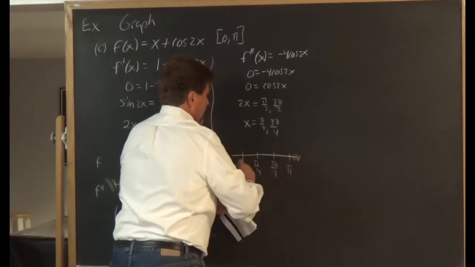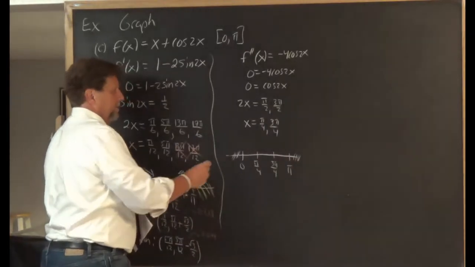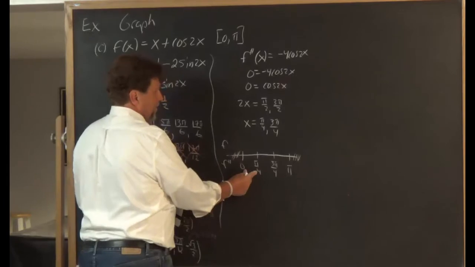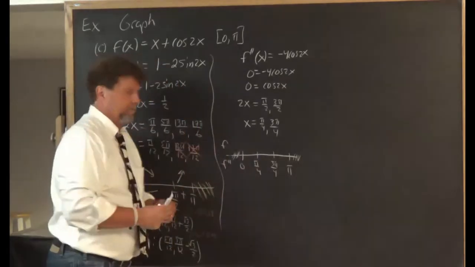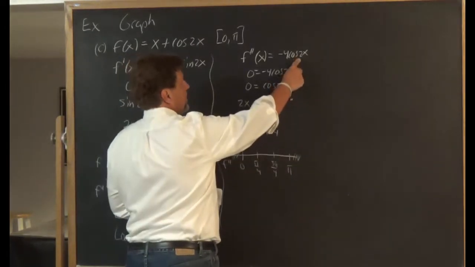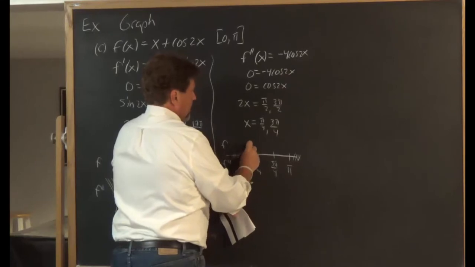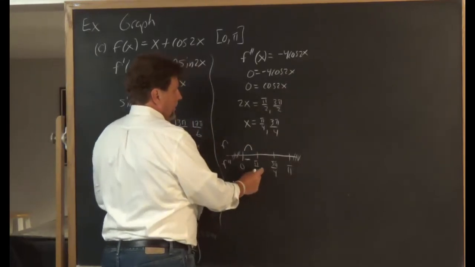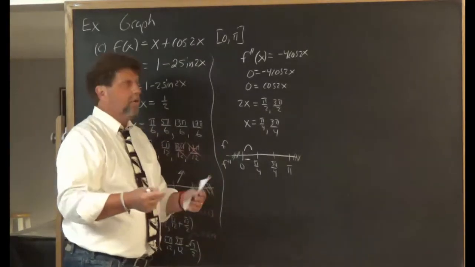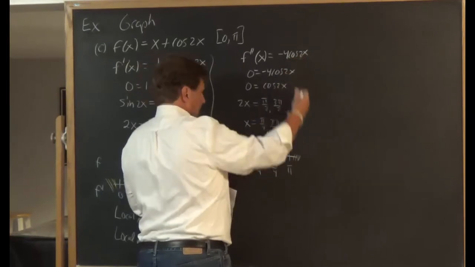Remember, we don't care what's happening to the right of pi or to the left of 0. I put f double prime here and f here. I pick a number in this interval. I don't know, I guess I could pick pi over 6. I put pi over 6 into the second derivative, and out comes a negative, which means concave down. Pi over 4 to 3 pi over 4, I could pick pi over 2. So I put pi over 2 in here, out comes a positive.